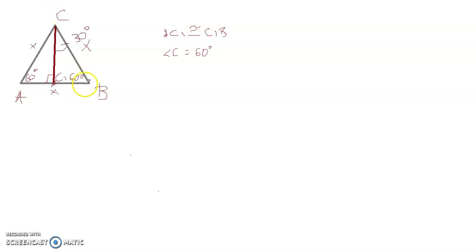So now we can consider this right triangle C1BC. This triangle has angles of 60 degrees and 30 degrees. So what can we say about its legs and hypotenuse? The hypotenuse we already denoted by x, and we know that leg C1B is x over 2.